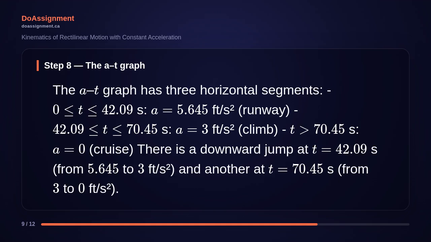The acceleration versus time graph has 3 flat horizontal segments. It starts at 5.645 feet per second squared during the runway roll, drops abruptly to 3 feet per second squared at liftoff, and then drops to 0 once the airplane reaches cruising speed.